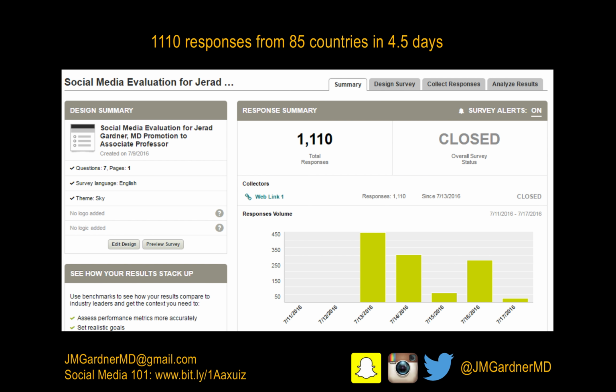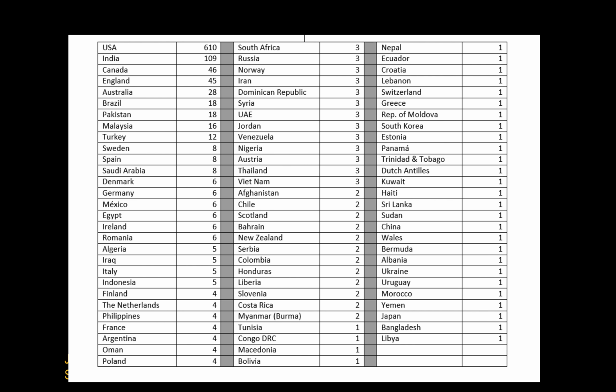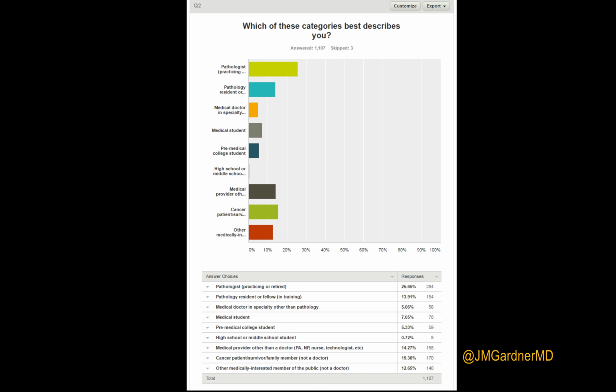purely responding to my questions about my social media use. And here, this is all the countries. It's amazing. It still blows me away. And I asked people what category are you? A practicing pathologist, a resident, a student, a patient? And you can see a fair number of the people are actually cancer patients or survivors or family members that follow me online. But the most numerous category was actually practicing pathologists.